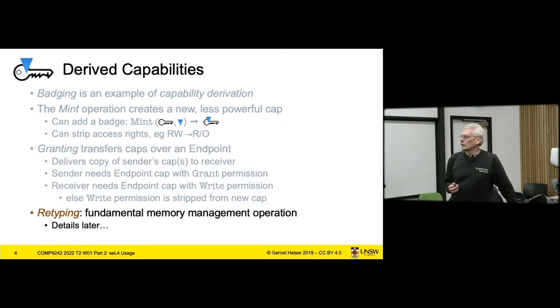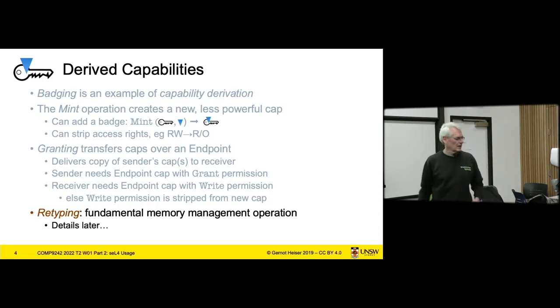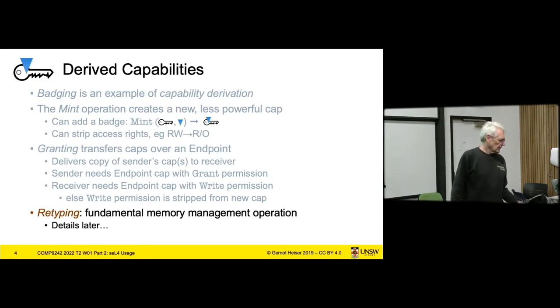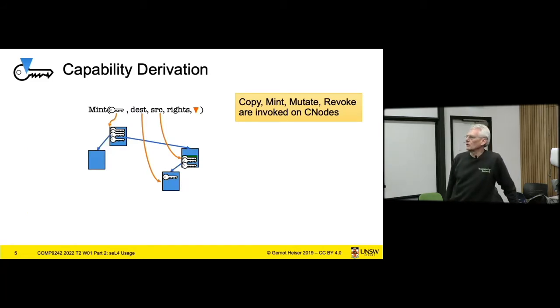And then there's retyping, which is also a way to create new capabilities. And that's the fundament of memory management. I'll get to that later on. So this is basically the only operation you can do on untyped memory. Remember, untyped memory was memory that is left over, that is not used for anything particular yet. And retype is how you can put it to any specific use. So let's have a look at this capability derivation, a mint operation.